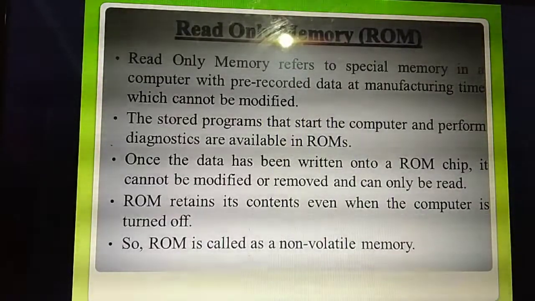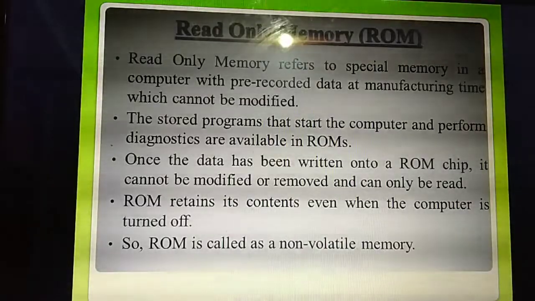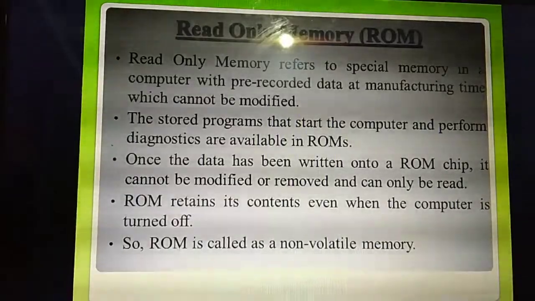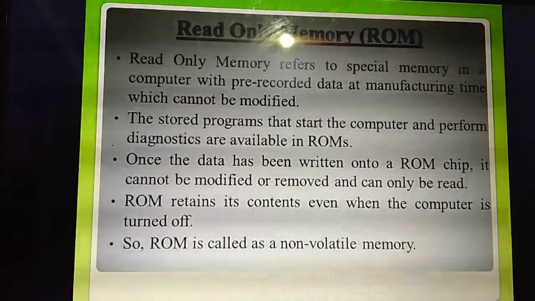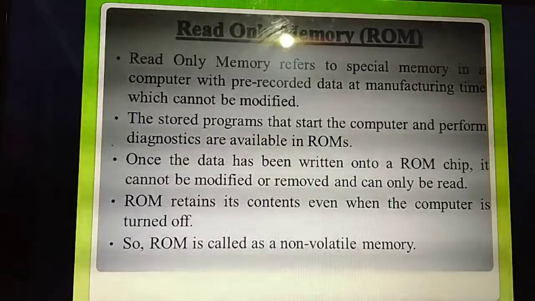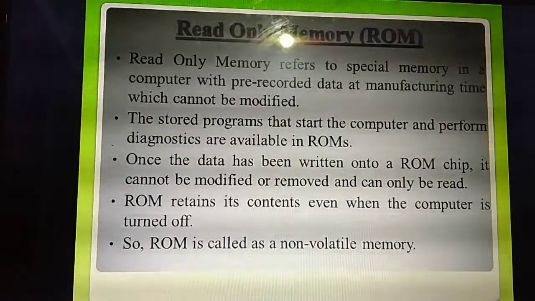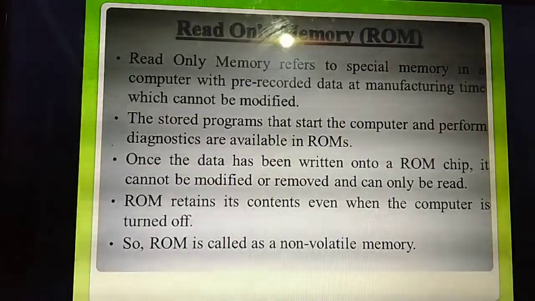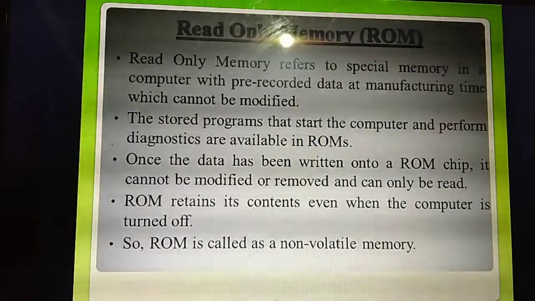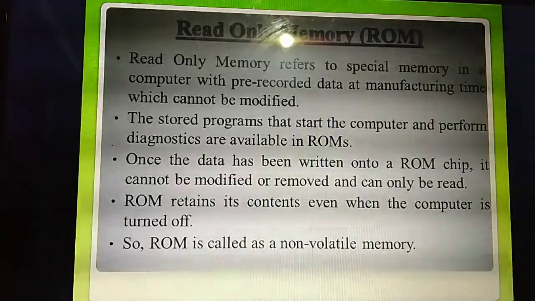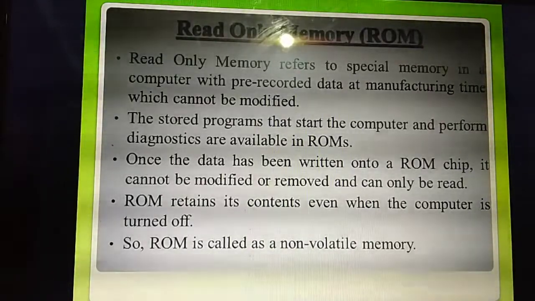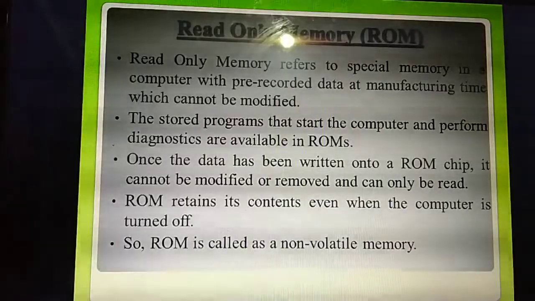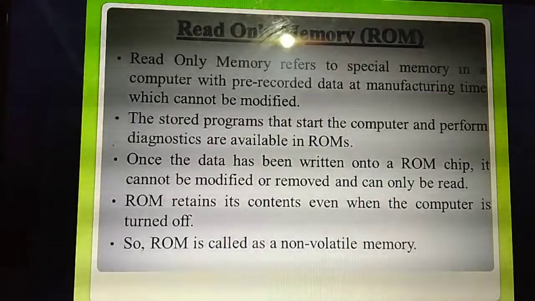Okay, so already one point we have studied: when the power goes off, are the contents available in the RAM? No. But in ROM, if the power goes off or you restart the system, each time you start the system, the contents in the ROM remain permanent. It won't get deleted. But RAM is not like that. The contents available in the RAM will get deleted or erased, but contents in the ROM won't get deleted.